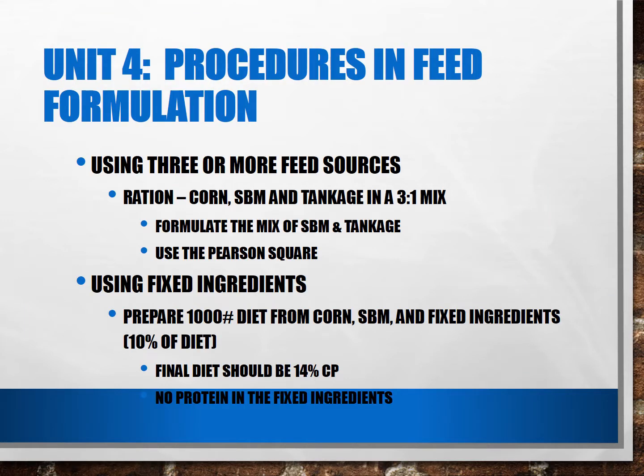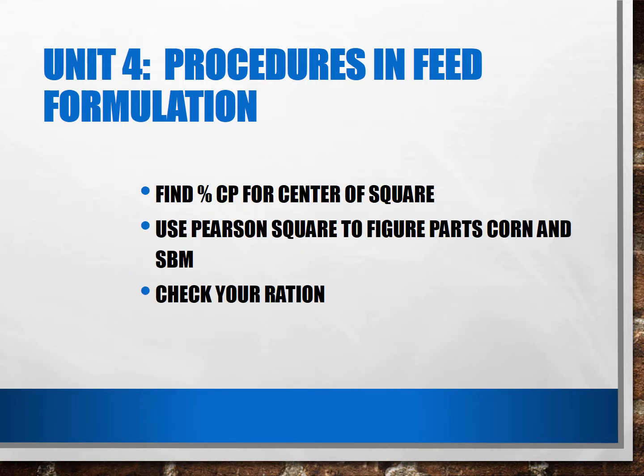The next couple of slides are going to show you some examples that I think we will take over in class in discussion, with 3 or more feed sources. For example, a corn, soybean meal, and tankage mixture in a 3-to-1 mix. We may try that one. We may use a ration with some fixed ingredients, preparing like a 1,000-pound diet from corn, soybean meal, and fixed ingredients. You can read through some of these things to be prepared for when we get to class, so that some of these things make sense.